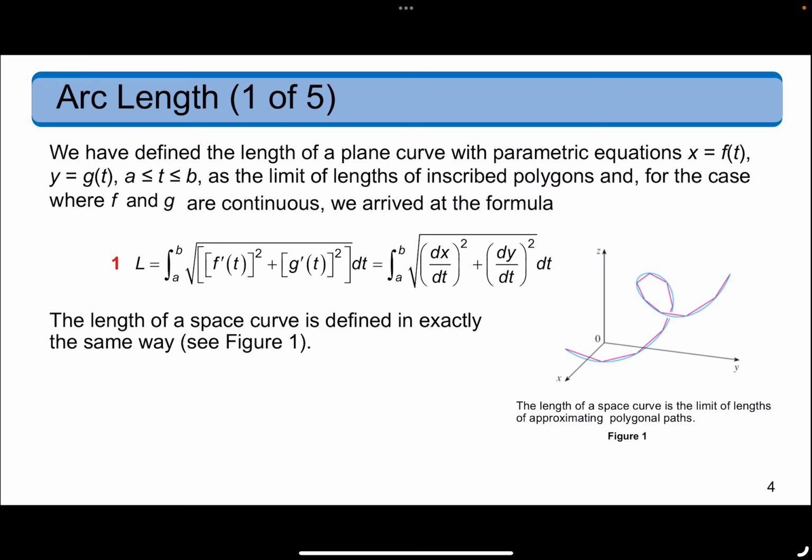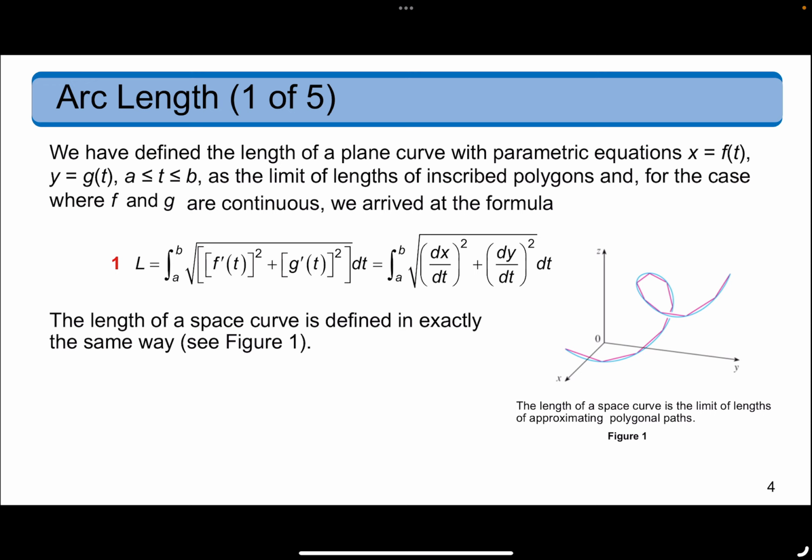We have defined the length of a plane curve with the parametric equations x equal to f of t and y equal to g of t. So the parametric arc length is equal to L, which is the integral from a to b of the square root of f prime of t squared plus g prime of t squared with respect to t.